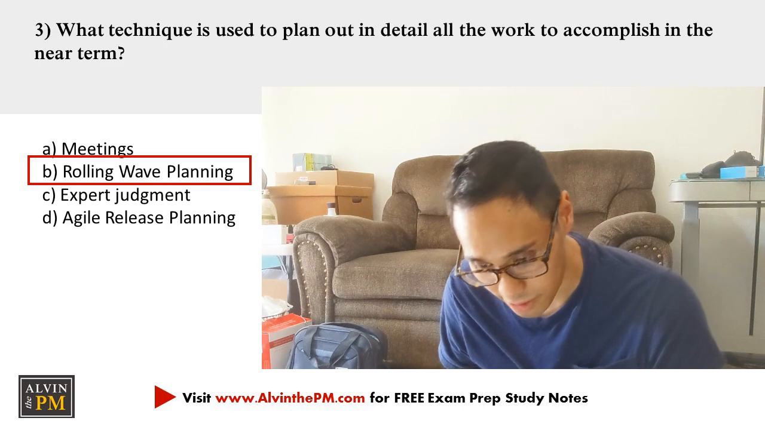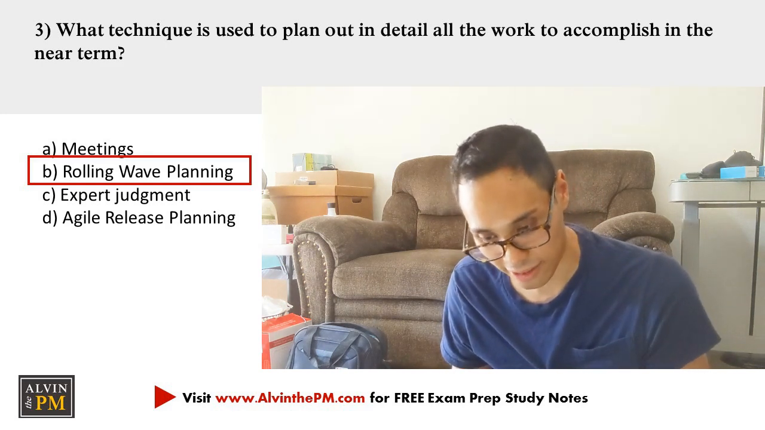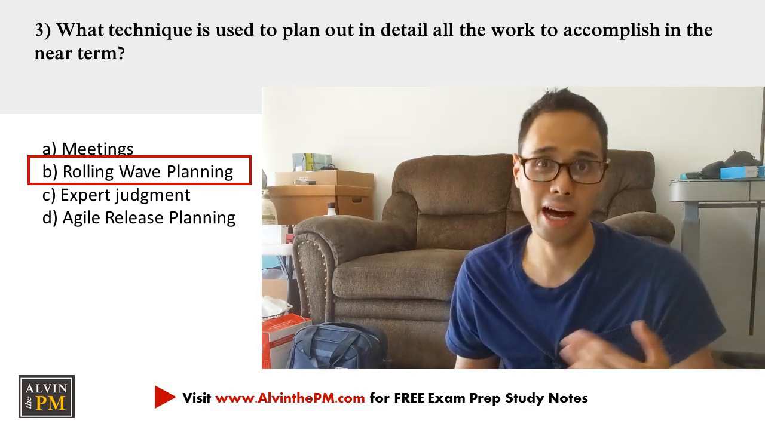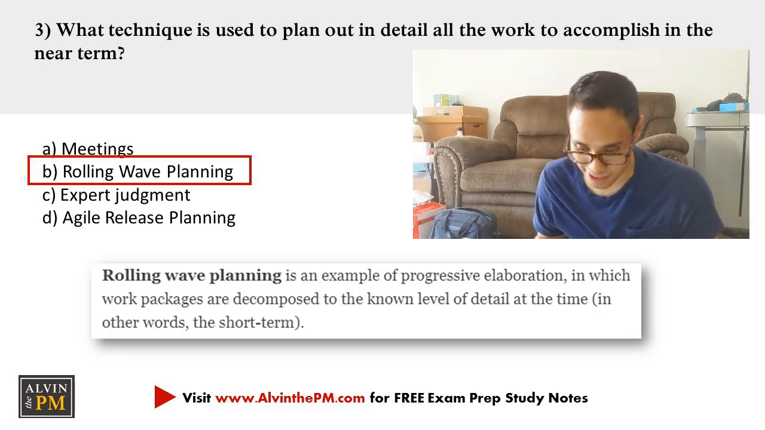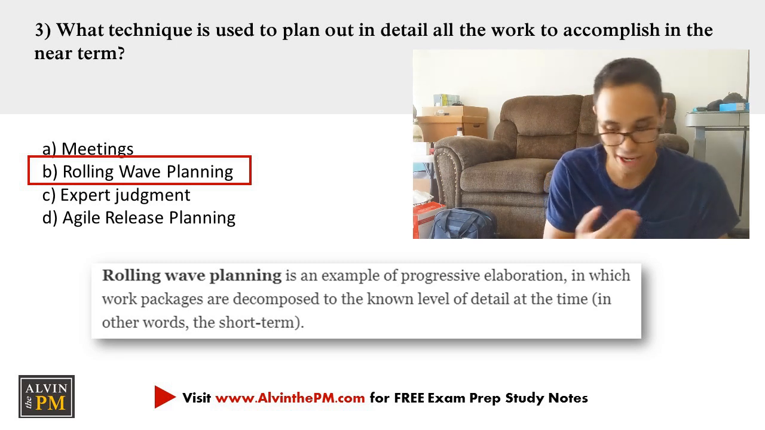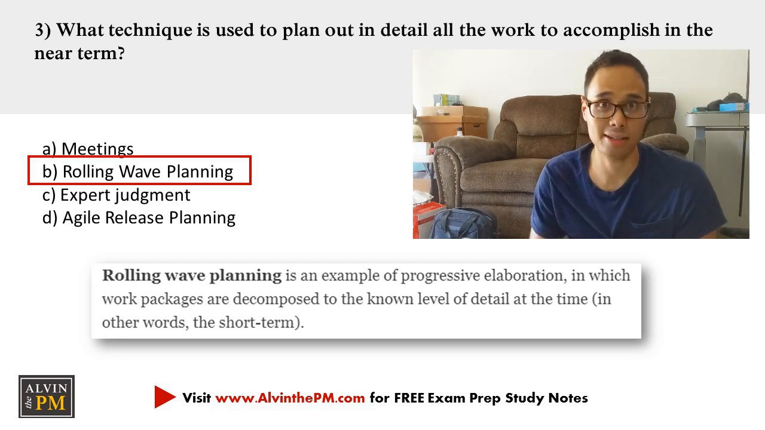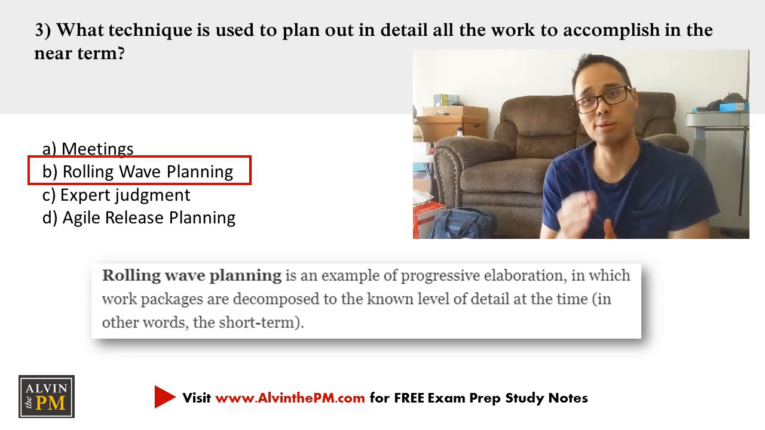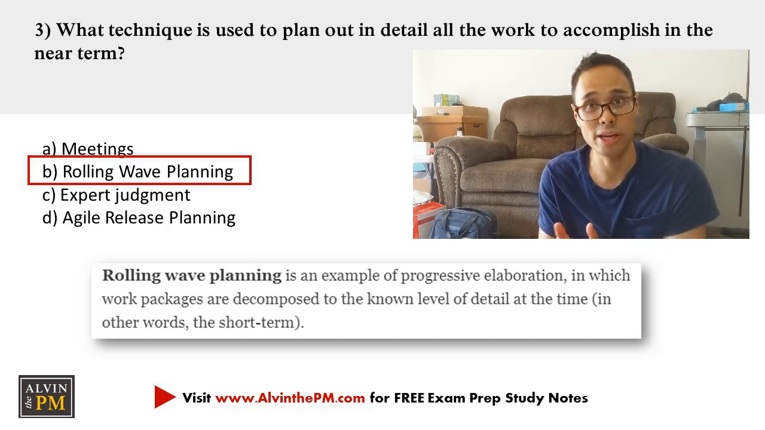If you chose B, then you're completely correct. The key answer is rolling wave planning. You need to really understand and master what rolling wave planning is and how that applies when you're managing a project. Again, rolling wave planning is an example of progressive elaboration in which you decompose work packages to the known level of detail that's known at that exact time. You're not planning out work that's 2 years in advance, but instead you're planning out the work that's happening now or within the next week or so.